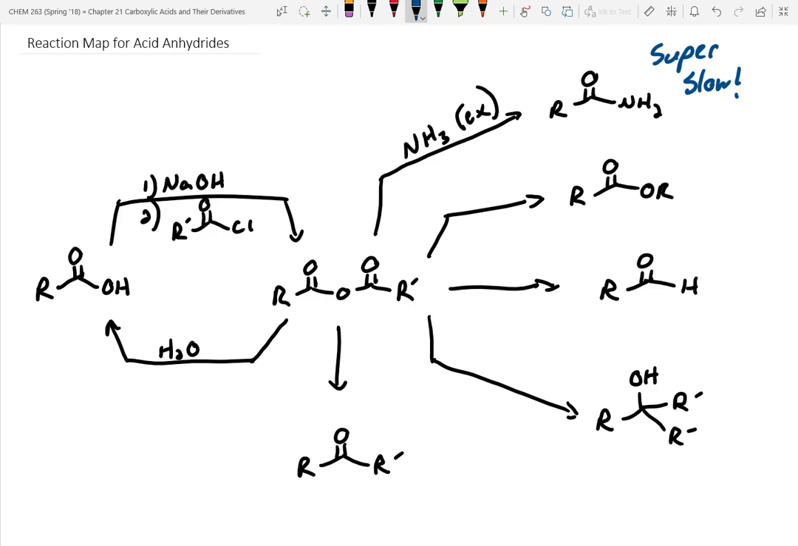All right, what about making an ester, the next one down? How did we do that with an acid halide? Yep, we need pyridine as a solvent, and then we need to get on that OR group. So that's probably going to be some sort of alcohol. So some sort of alcohol can be used to react with an anhydride, and you can get an ester that way.